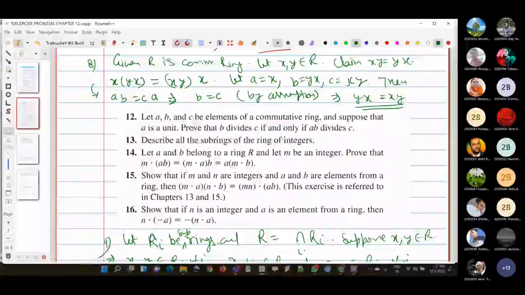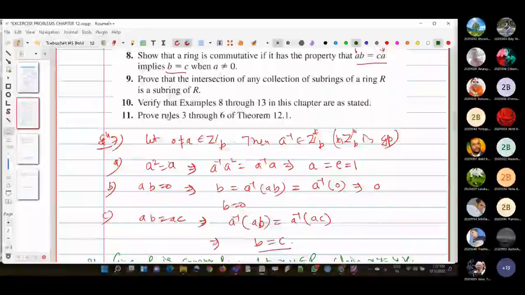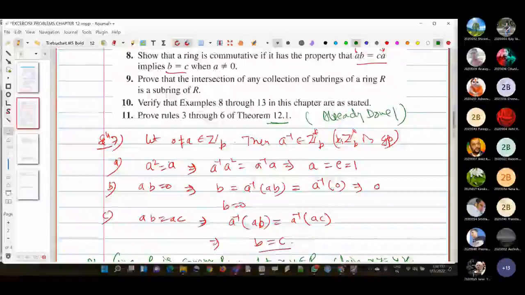Let us see the next questions. Question numbers 10 and 11: verify examples 8 through 13 in this chapter as stated. I think I should leave these questions, as I have discussed them already in the classes. Prove rules 3 to 6 of theorem 12.1. This theorem we have already proved in the class, so you can verify examples 8 through 13.